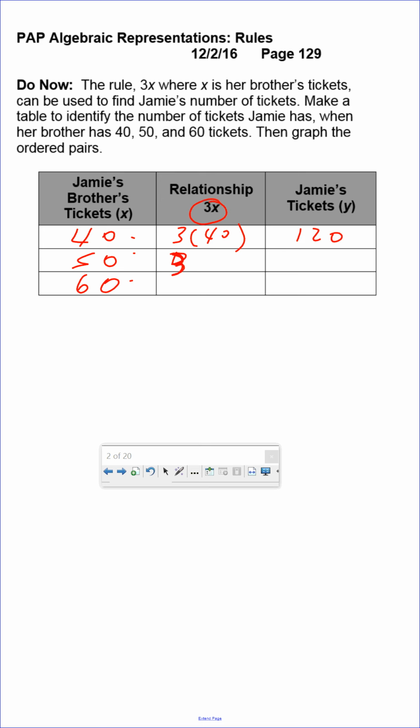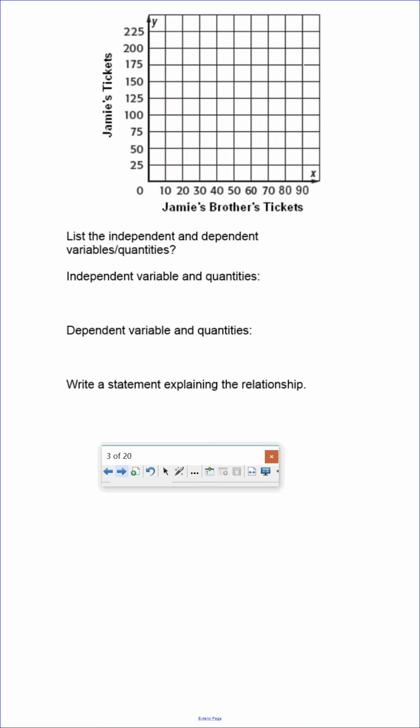She has 3 times the number of tickets that her brother has. That's 150 tickets. If Jamie's brother had 60 tickets, she has 3 times that number. That means she has 180 tickets. So let's graph this. If Jamie's brother has 40, times 3, she must have 120 tickets. If he has 50, then she must have 150 tickets. If he has 60 tickets, then she must have 180 tickets.